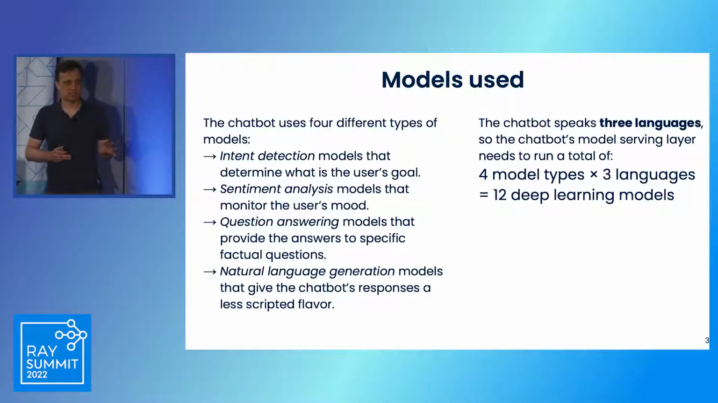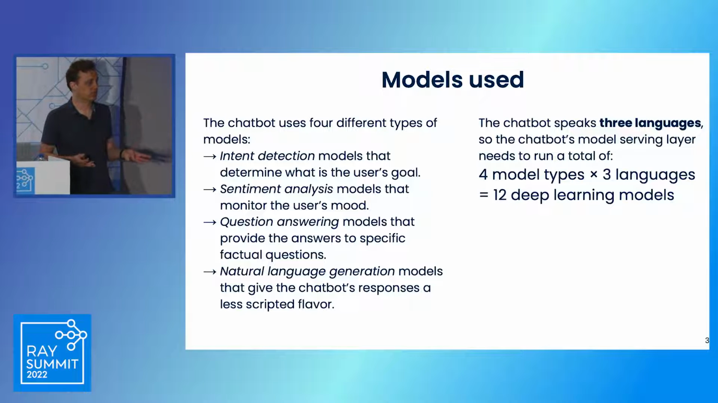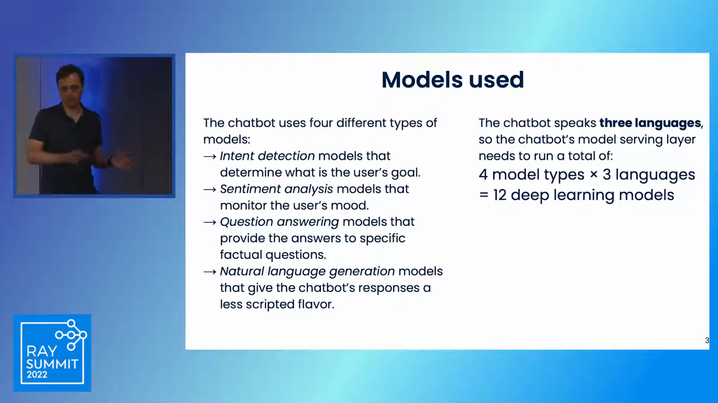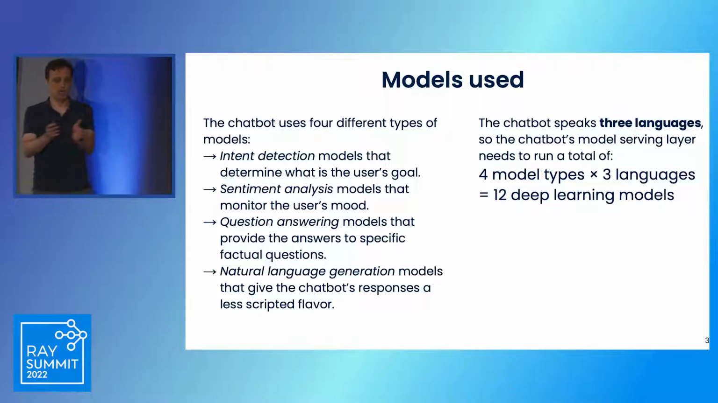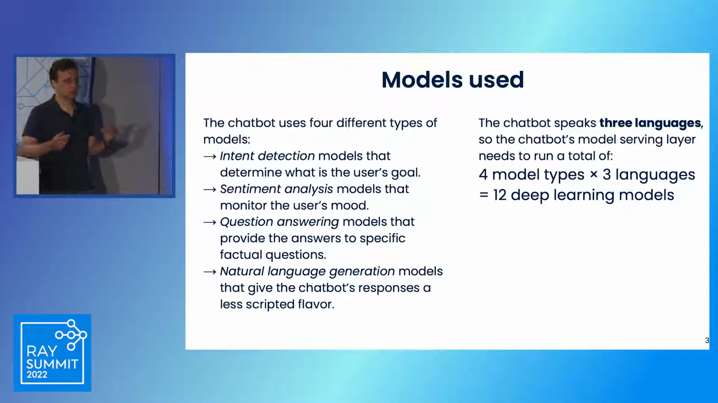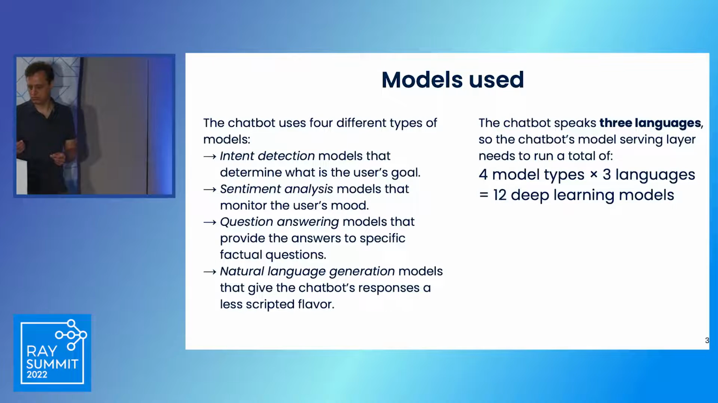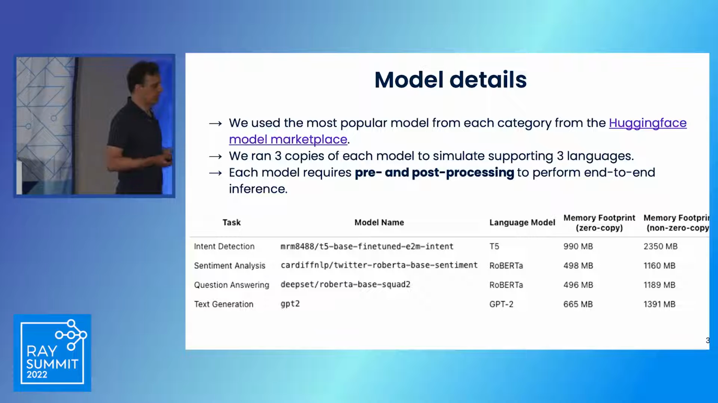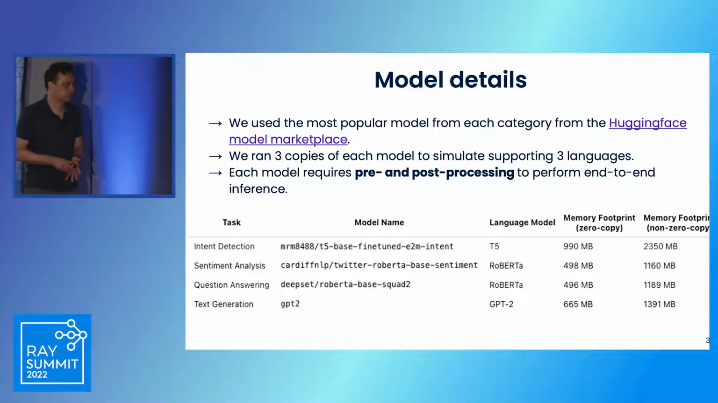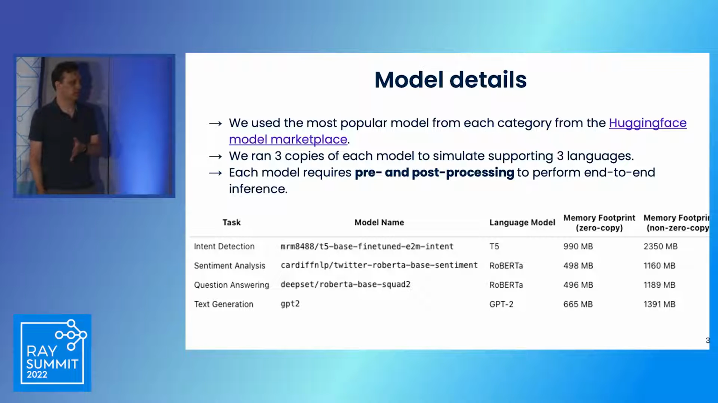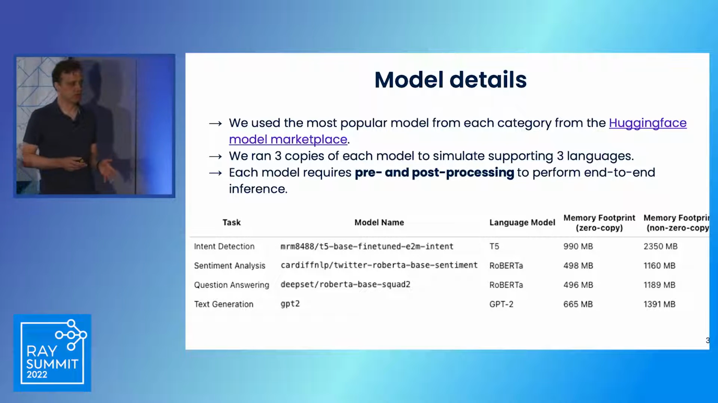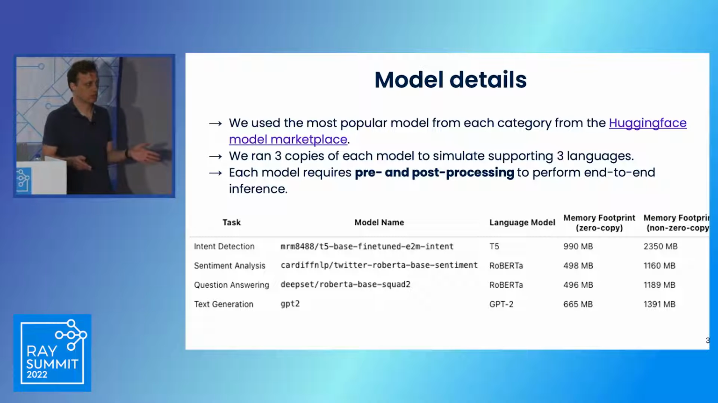Now, for each of these 4 tasks, because our chatbot speaks 3 different languages, we have 3 different models. Because with deep learning models for NLP, you have to fine-tune each one separately for each combination of task and language. So that gives us a total of 12 models that we need to deploy in this back end to support this AI chatbot. Now, the models that we use in our benchmark, we basically took each of these 4 tasks and went to the Hugging Face open source model marketplace and picked the most popular model in each of these categories. And then instead of actually training a copy of this model for 3 different languages, we just replicated that model 3 times to give our total of 12 models.